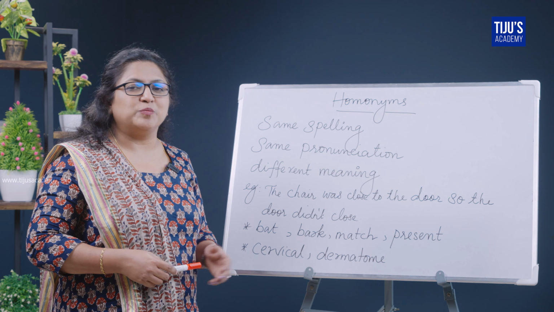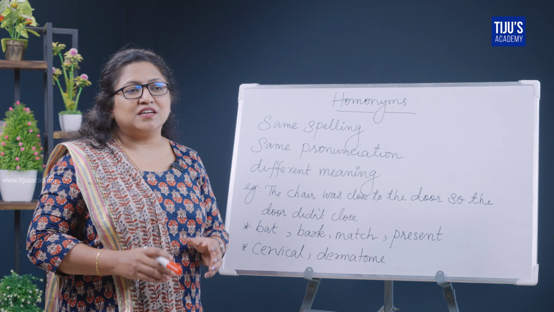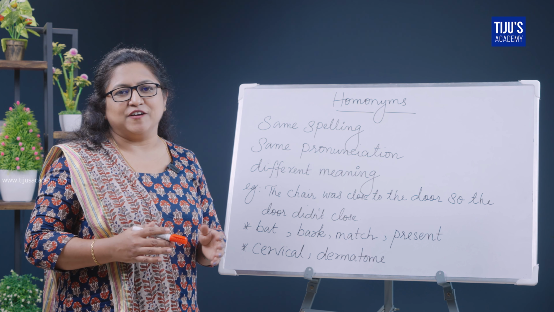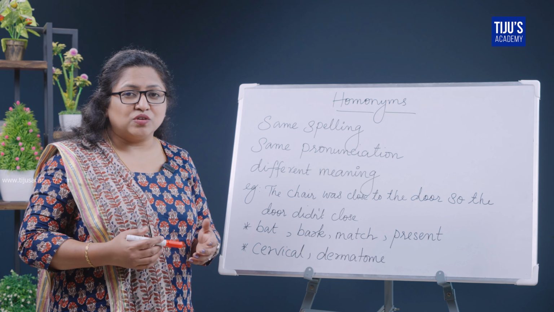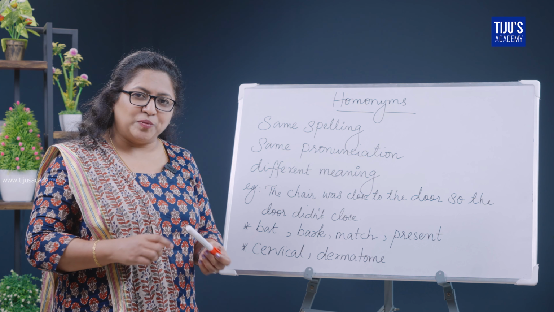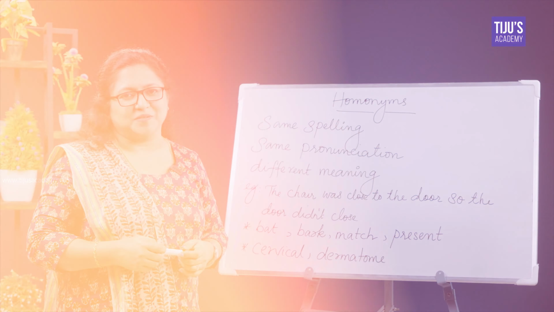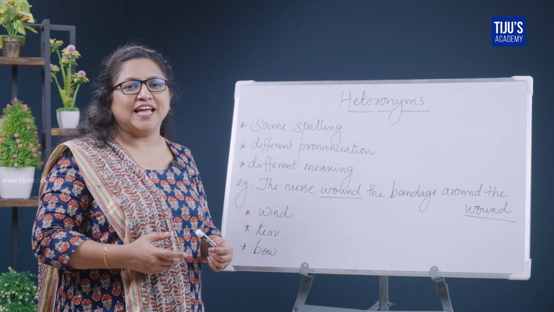So the next word would be dermatome. It is a region of the skin which is supplied by specific nerve roots. It's also an instrument which we use to peel off a thin layer of skin that can be used for skin grafting.